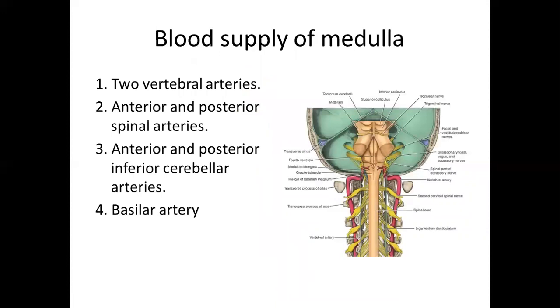Now the blood supply of the medulla oblongata. There are two vertebral arteries which provide the arterial supply to the medulla. Then the anterior and the posterior spinal arteries. Then the anterior and the posterior inferior cerebellar arteries. The posterior inferior cerebellar artery is also known as PICA, and its blood supply is important. Thrombosis of any of these arteries will produce a certain constellation of features. So we have divided it according to its thrombosis into two syndromes: if the medial part of the medulla is involved, or the lateral part of the medulla is involved.